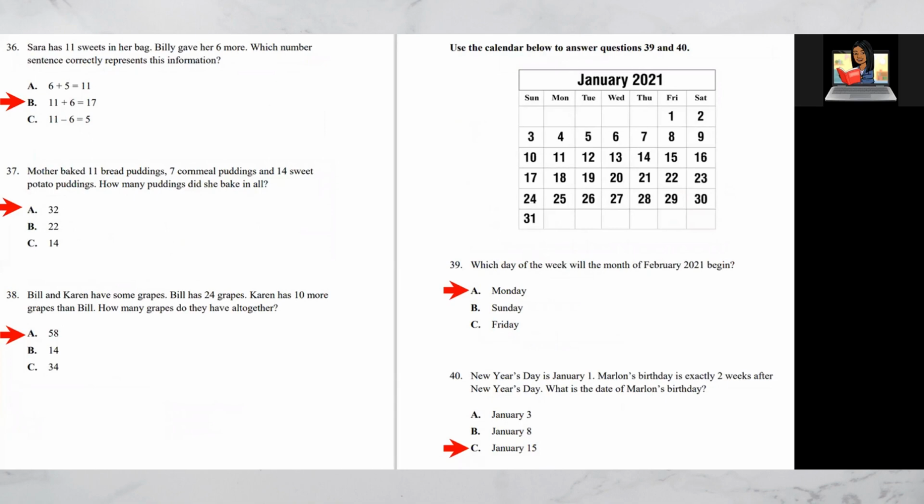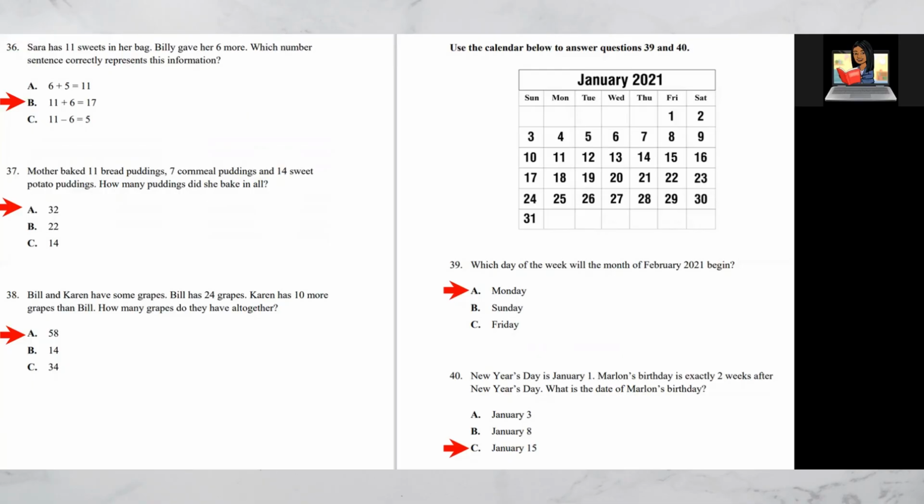Now, question 37. Mother baked 11 bread puddings. No, I think I skipped out a question. All right, this one now. 11 sweets in her bag. Billy gave her 6 more. Which number sentence correctly represents this number? So when it says more, gave her more, then that gives you an idea now that you have to add. So it has to be 11 plus 6 equals 17.